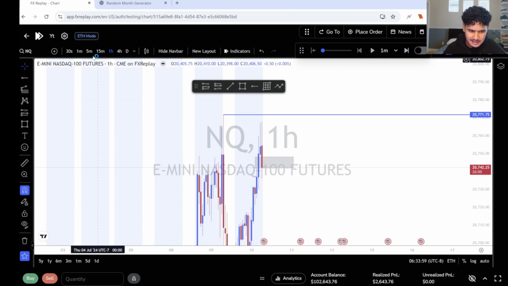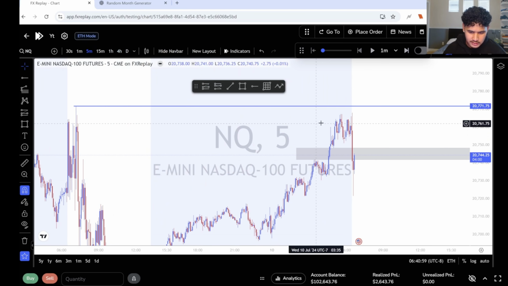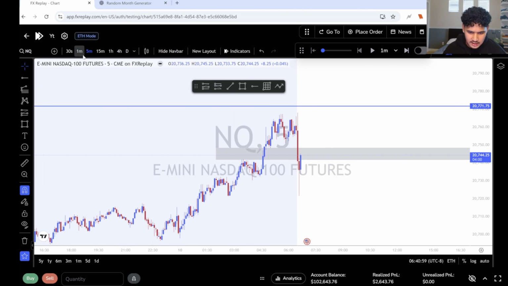Not holding, coming higher. Let's see. We didn't tap into this. Did we reject off of any 4 hours? No, we didn't. But this is a very, very nice draw on liquidity. So we'll see how this goes. We have a big 5-minute gap right here.